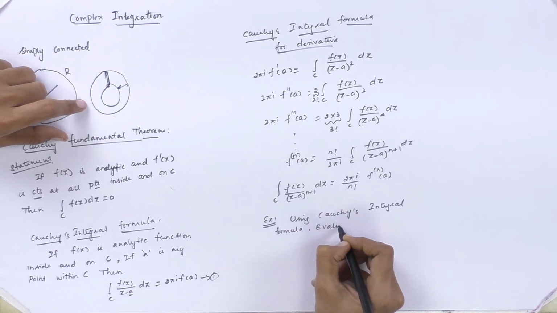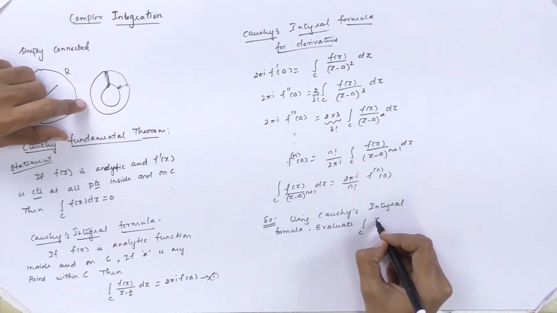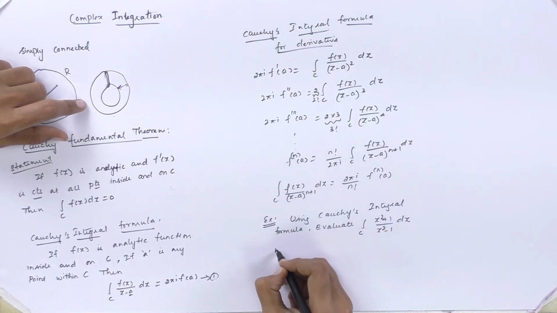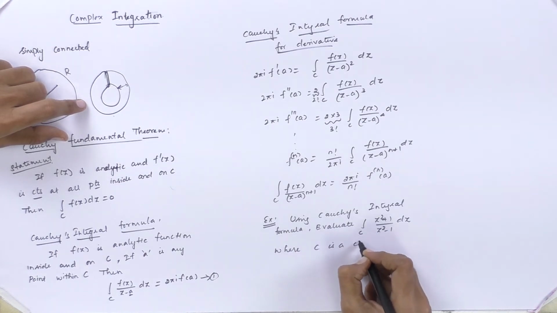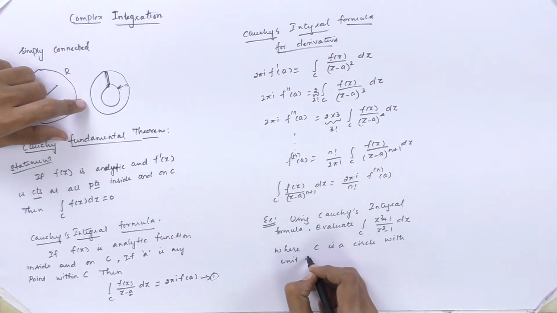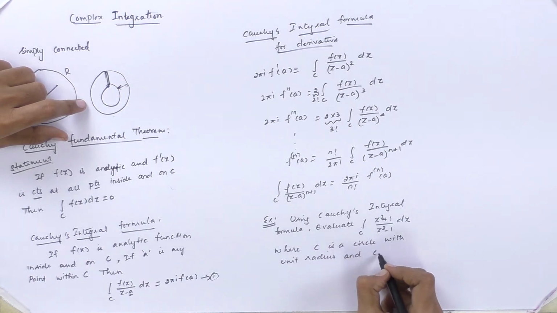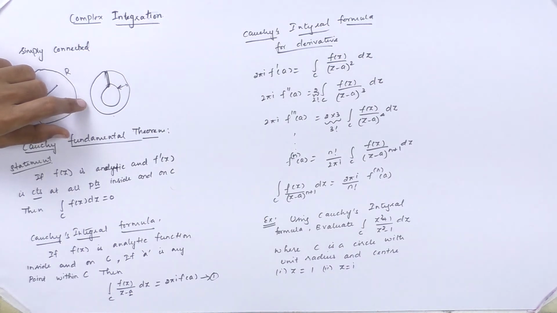Evaluate the following integral over the curve C of (z square plus 1) divided by (z square minus 1) dz, where the curve C is a circle with unit radius and center. The first option is if the center is equal to 1 and if the center is equal to i.